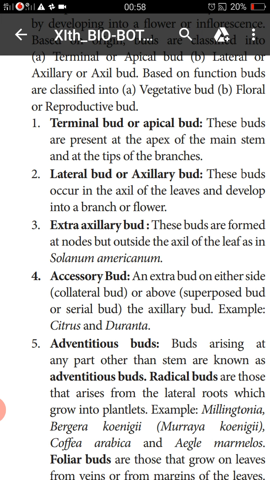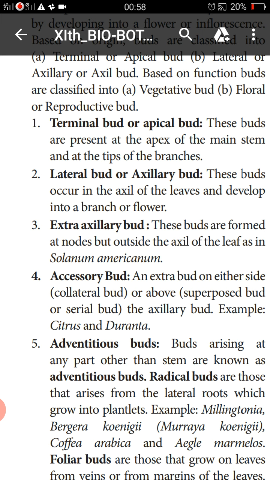Extra axillary bud. If the bud develops away from the axillary position, not in the axil of the leaf but away from the leaf base along the length of the stem apart from the terminal region, then it is called an extra axillary bud. These buds are formed at nodes but outside the axil of the leaves, as in Solanum americanum.